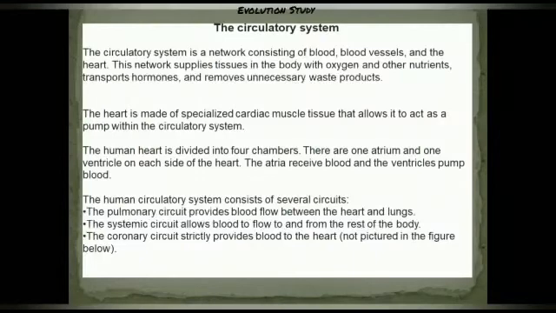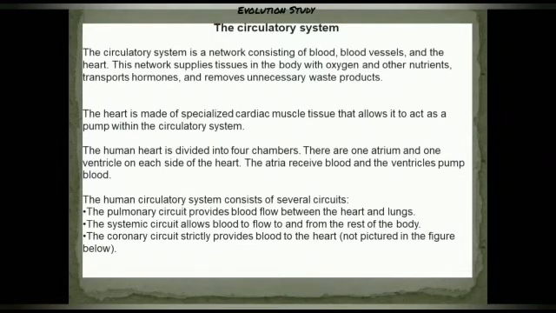The circulatory system. The circulatory system is a network consisting of blood vessels and the heart. This network supplies tissues in the body with oxygen and other nutrients, transports hormones and removes unnecessary waste products. The heart is made of specialized cardiac muscle tissue that allows it to act as a pump within the circulatory system. The human heart is divided into four chambers. There are one atrium and one ventricle on each side of the heart.